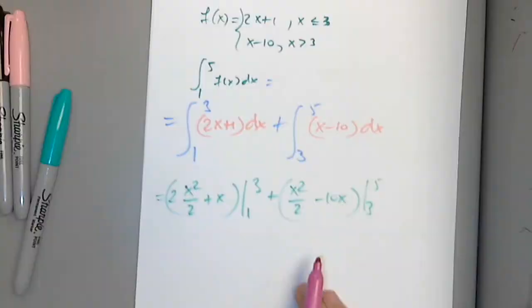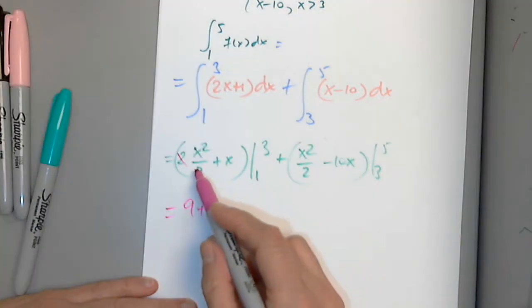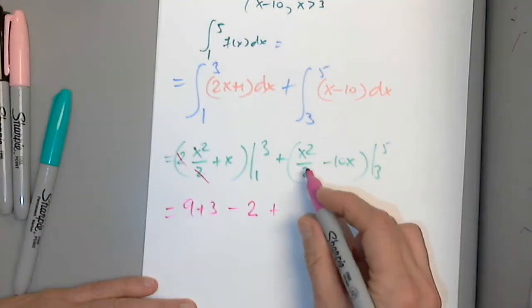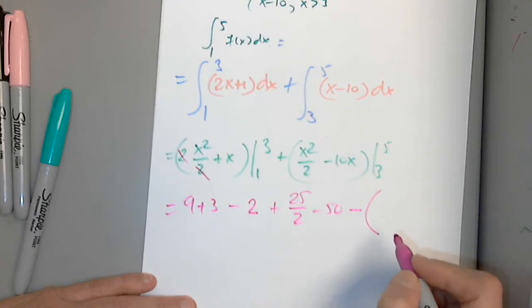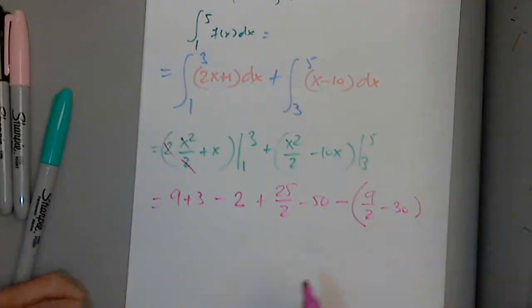Okay, so I plug in 3. I get 9 plus 3 minus, when I plug in 1, I get 1 plus 1, which is 2, plus I plug in 5, 25 halves minus 50, minus, careful, parentheses, 9 halves minus 30.